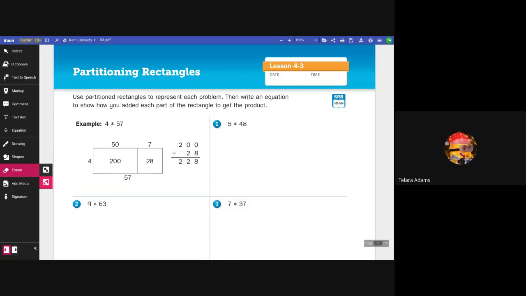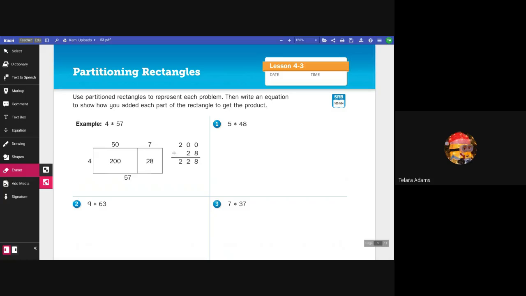Why do we have these sections of rectangles? Because we are multiplying multi-digit, more than one digit numbers. And we are going to use these partitioned rectangles to represent each problem. Then write an equation to show how you added each part of the rectangle to get the product.